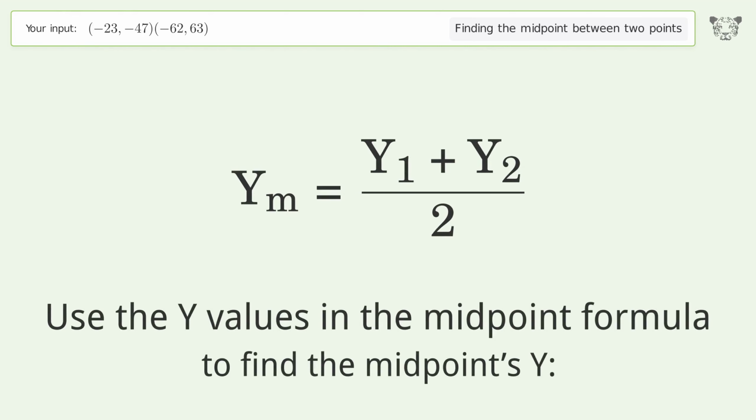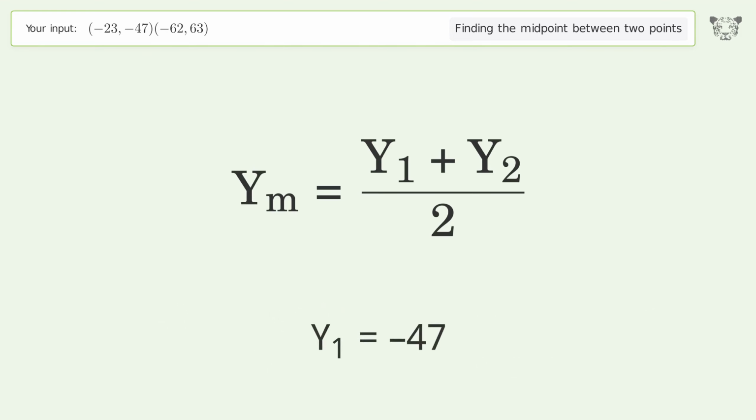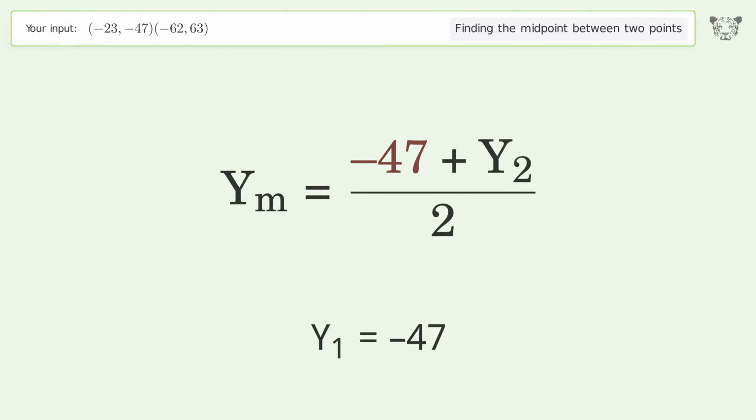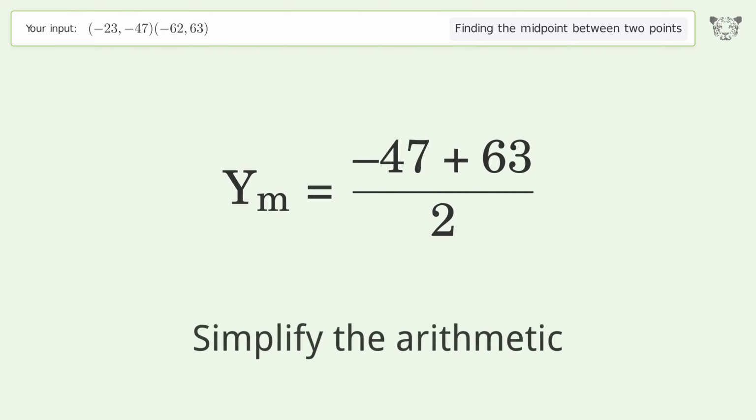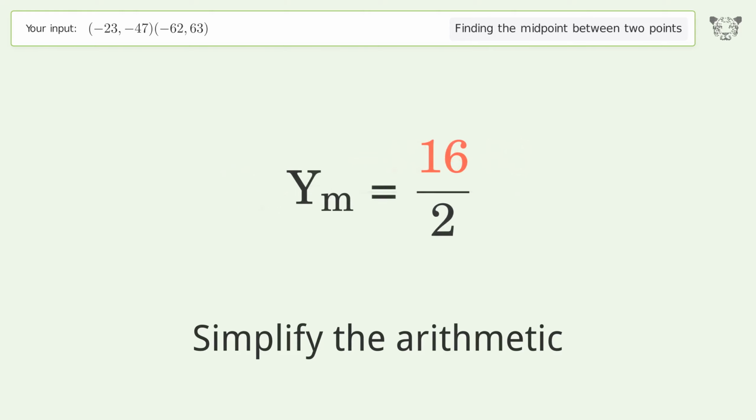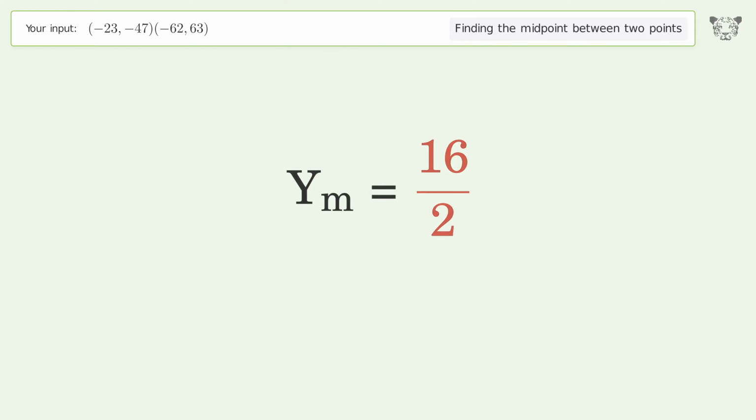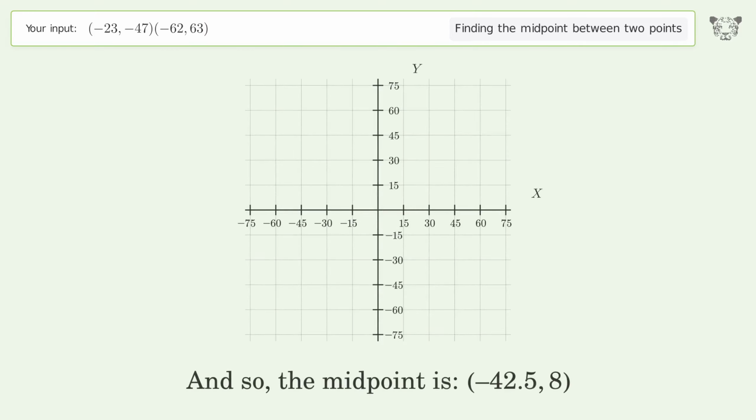Use the y values in the midpoint formula to find the midpoint's y. y1 equals negative 47. y2 equals 63. Simplify the arithmetic. And so, the midpoint is negative 42.58.